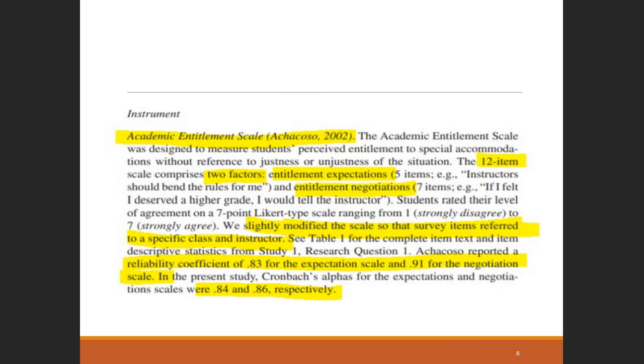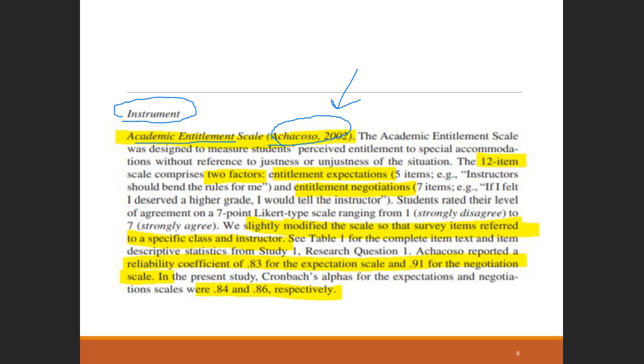When you go to the second research paper, you see that they have mentioned in the methodology section that the academic entitlement scale was developed by a particular author. So they have not given a new operationalization. They have used an existing operationalization. When we start reading about measurements and instruments, how these researchers have operationalized the academic entitlement scale, we get very useful information about this scale. This scale was originally developed by this particular author, Akakoso, in 2002.